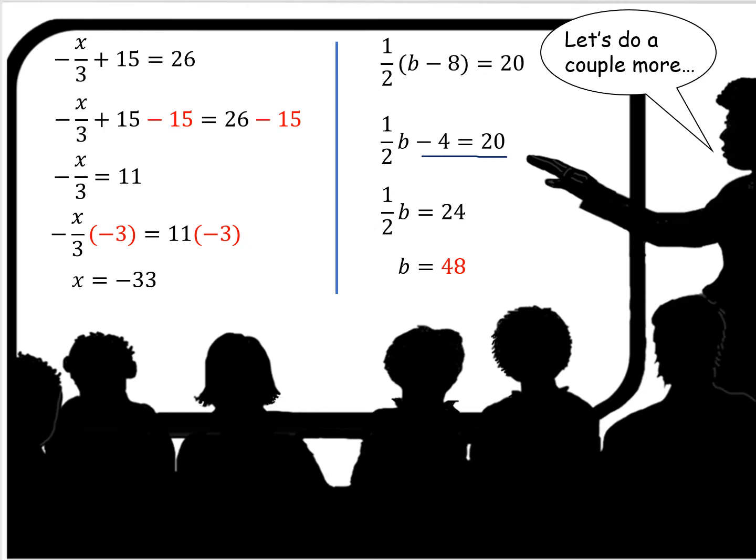So when we add 4 to both sides, it disappears from the left side, and the right side ends up being 24. So now to get rid of the 1/2, we're going to have to multiply both sides by 2. And when we multiply both sides by 2, we end up with b equals 48.